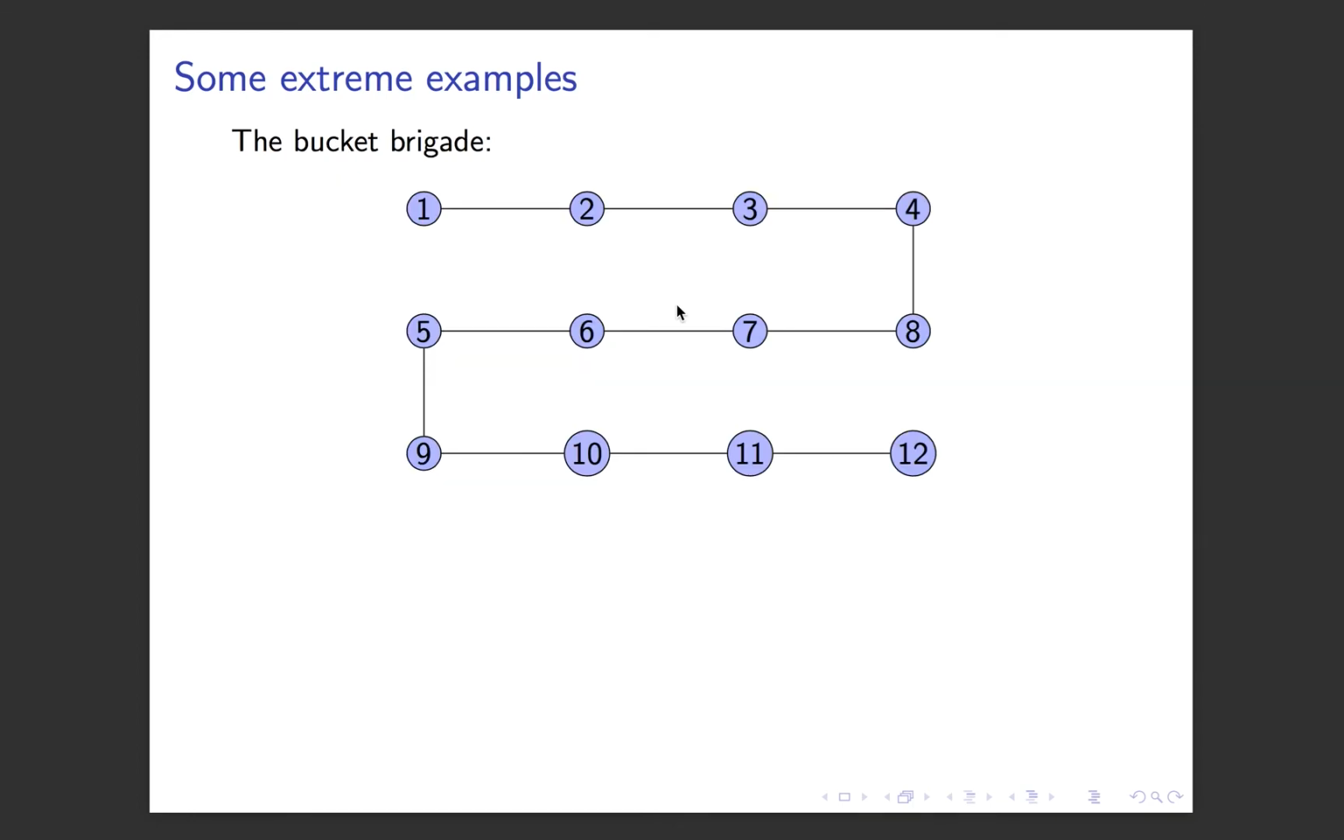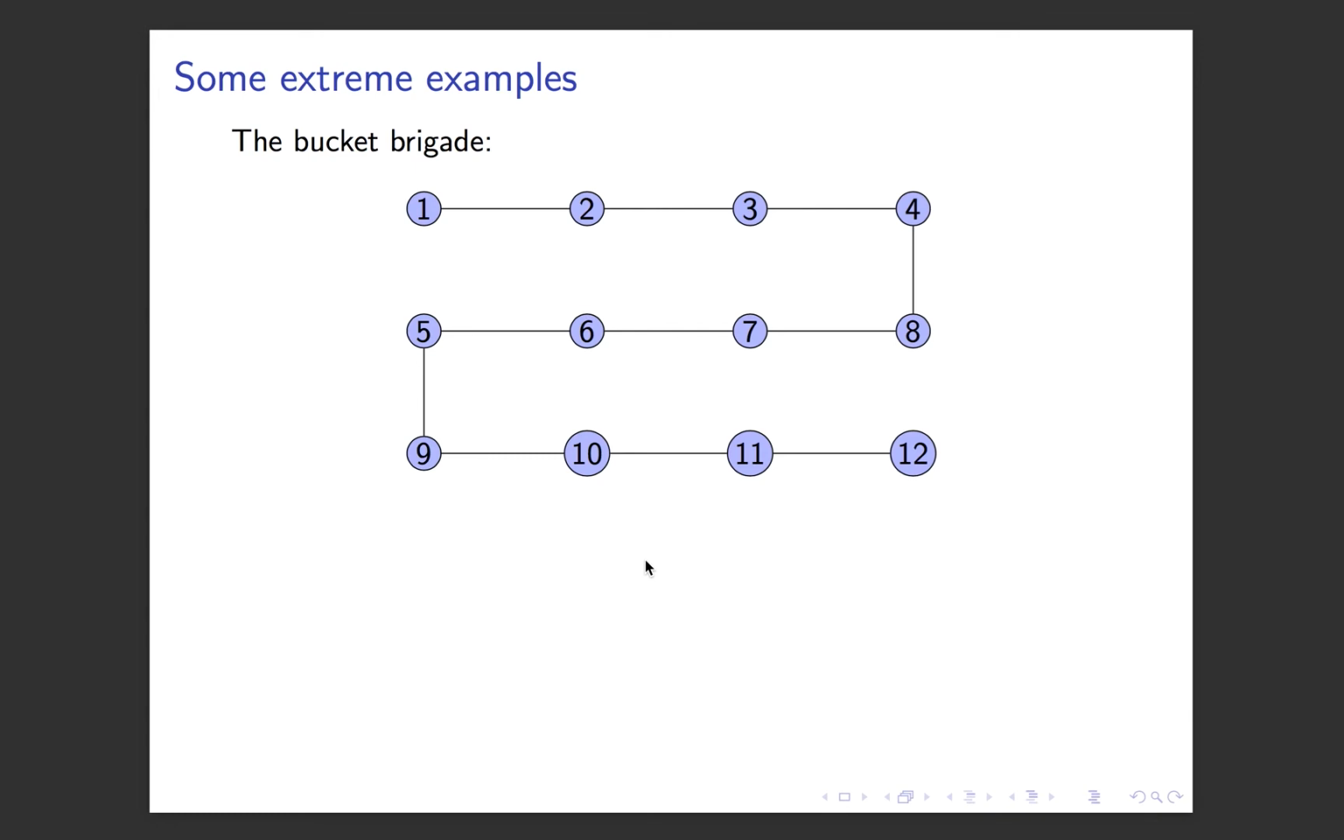Here's an example of a bucket brigade. Suppose we have a lake over here, and then a fire over here by node 12. The idea of the bucket brigade is person 1 passes a bucket of water to person 2, who passes to person 3, and that water travels along this chain, quickly and easily getting the bucket of water to the person who's trying to put out the fire.